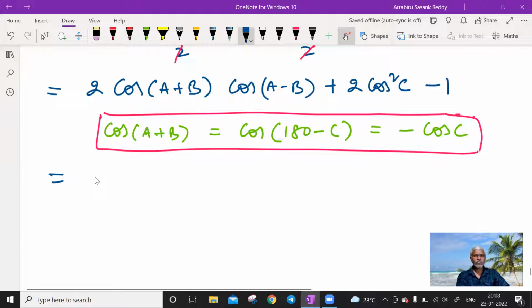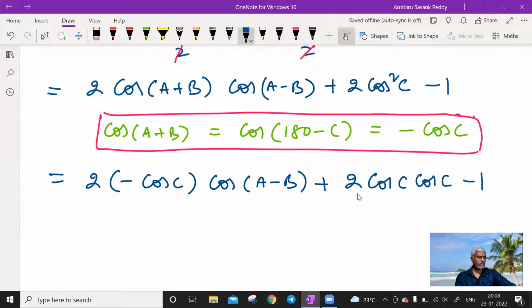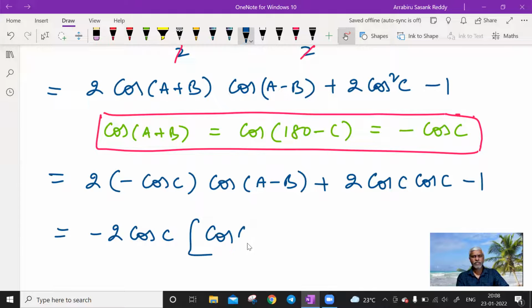So this is equal to 2 into minus cos C cos (A minus B) plus 2 cos square C, that is cos C into cos C. Here, minus 2 cos C taking common, cos (A minus B) will remain.